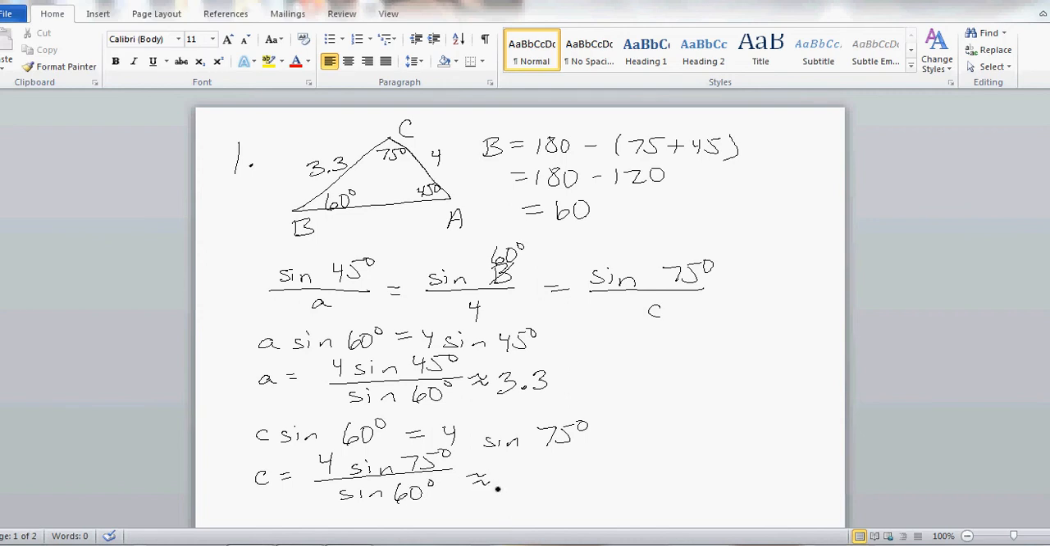And we get this value. 4 times the sine of 75 degrees divided by the sine of 60 is equal to 4.5, more or less. And so solving for this triangle, all of the missing pieces are now shown.